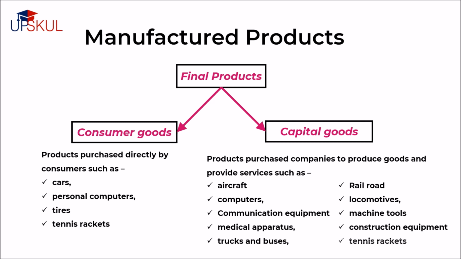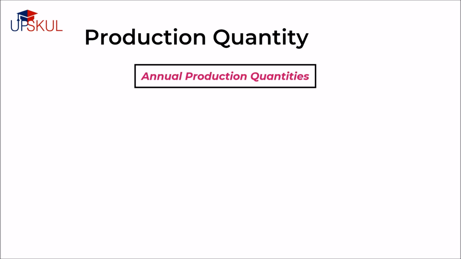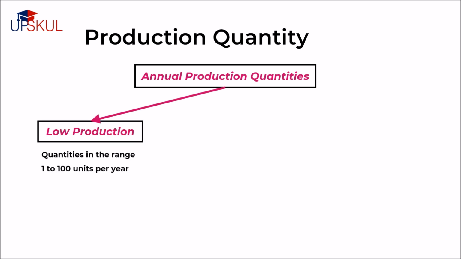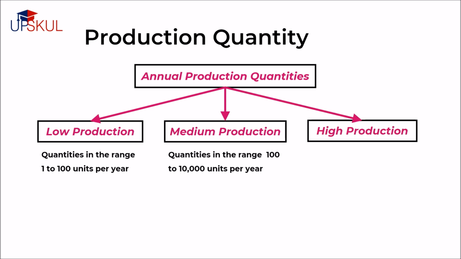Production quantity and variety. The quantity of products made by a factory has an important influence on the way its people, facilities, and procedures are organized. Annual production quantities can be classified into three ranges: low production, which includes quantities in the range of 1 to 100 units per year; medium production, which ranges from 100 to 10,000 units annually; and high production, ranging from 10,000 to millions of units. The boundaries between these three are somewhat arbitrary. Depending upon the kinds of products, these boundaries might shift by an order of magnitude.